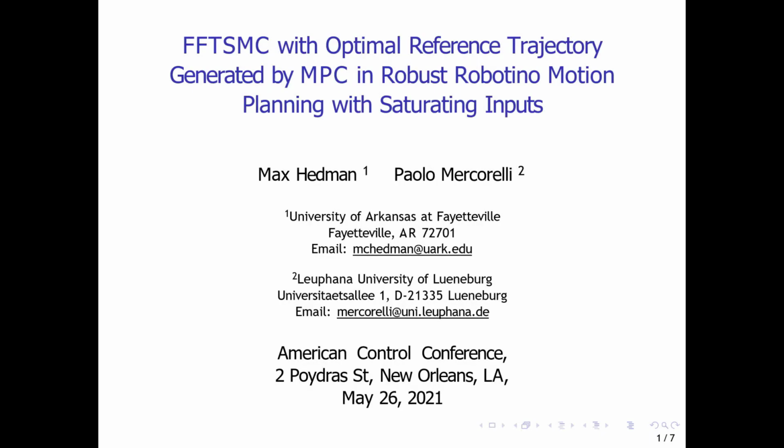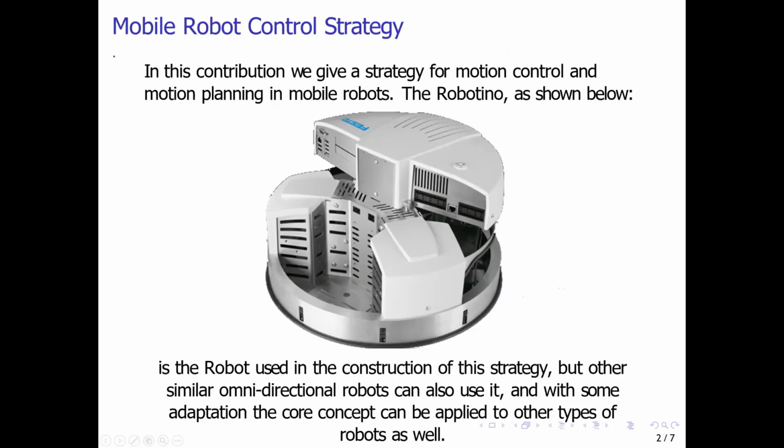Hello, I am Max Edmond from the University of Arkansas, and I worked with Paolo Mercorelli from Leuphana University of Lüneburg on our paper, Fast Finite Time Sliding Mode Control with Optimal Reference Trajectory generated by Model Predictive Control and Robust Robotino Motion Planning with Saturating Inputs. Displayed here is a Robotino. It is an omnidirectional robot that we use to develop our control strategy. It and other robots like it have multiple uses in factories and various other workplaces.